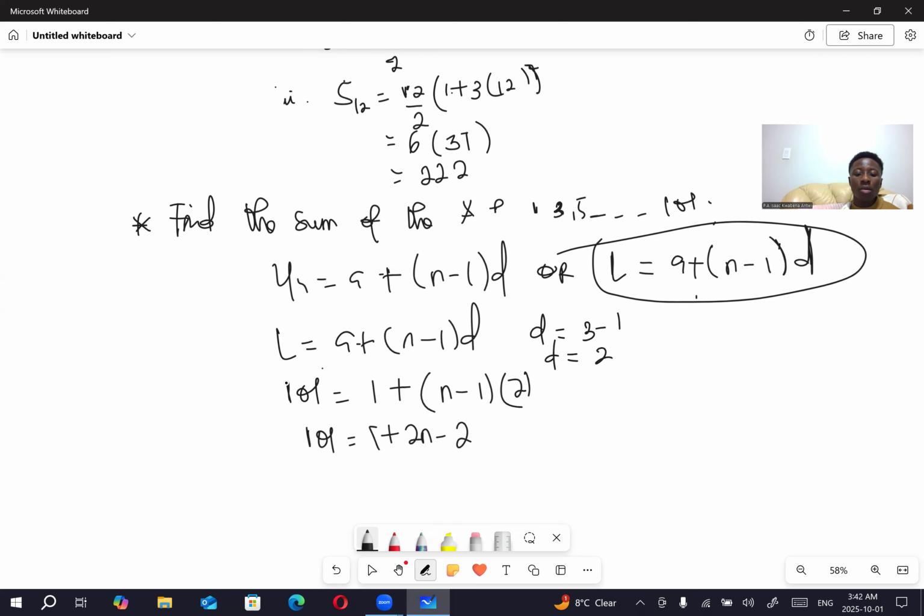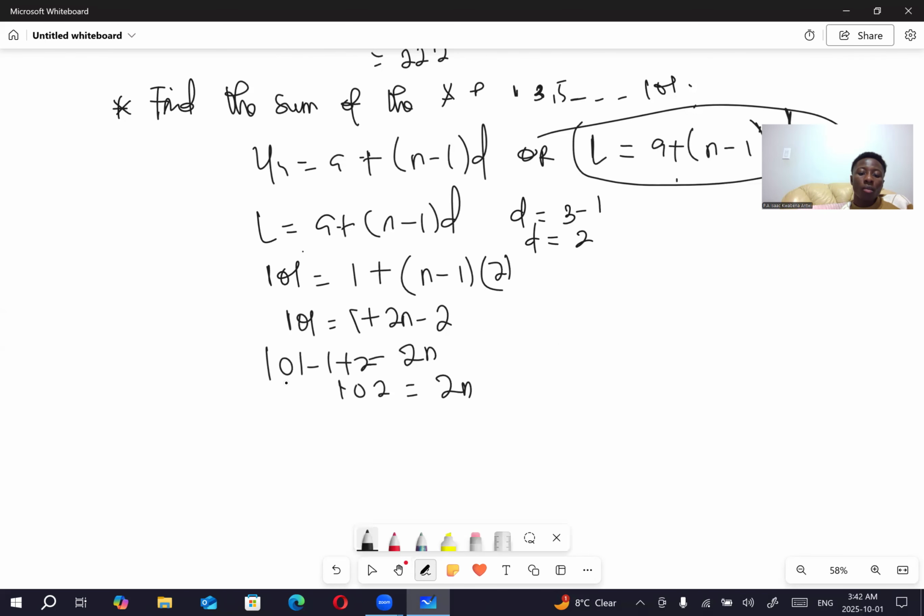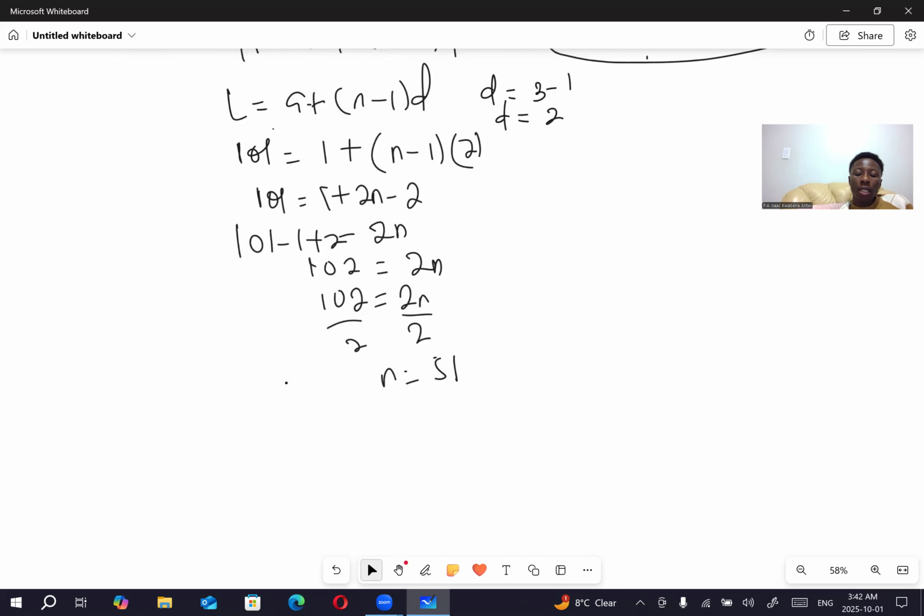Then you can choose to let 2n be here. That'll be 101 minus 1 plus 2. That's 100 plus 2, that's 102. So 102 is equal to 2n. 102 equals 2n. n is equal to 51.